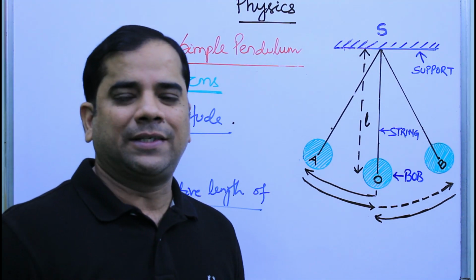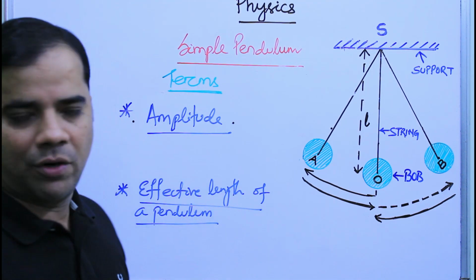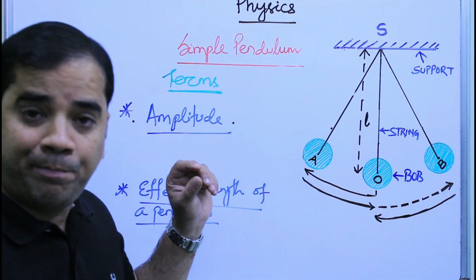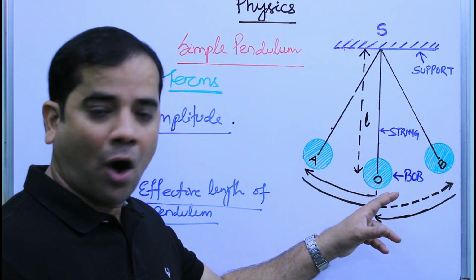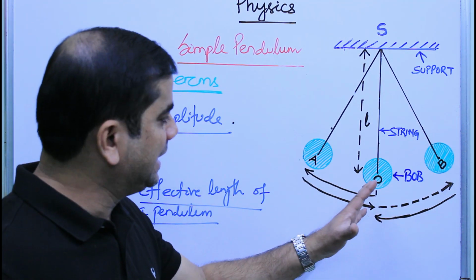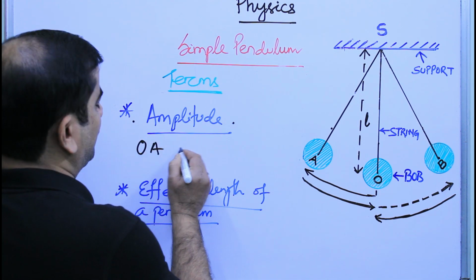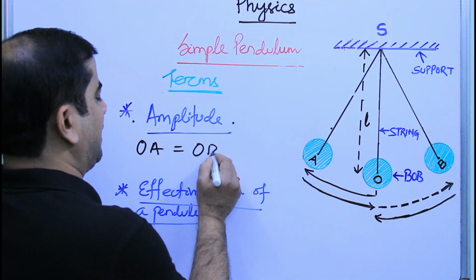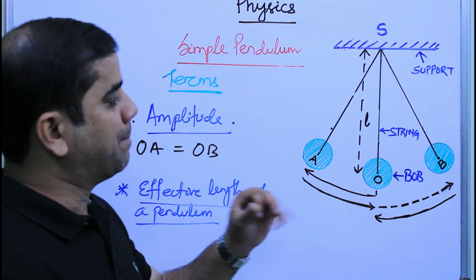Okay? Students, let us now discuss amplitude and effective length of a pendulum. What is amplitude? Amplitude is the maximum displacement of the bob on either side of the mean position. That means in this case, amplitude would be OA and that is also equal to OB. So OA or OB is the amplitude of the simple pendulum.